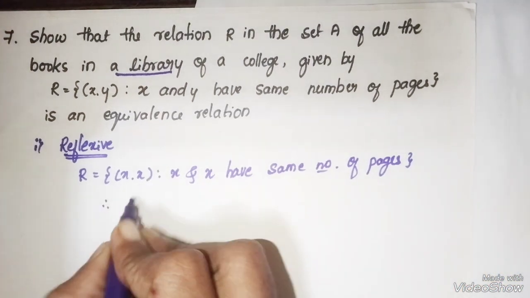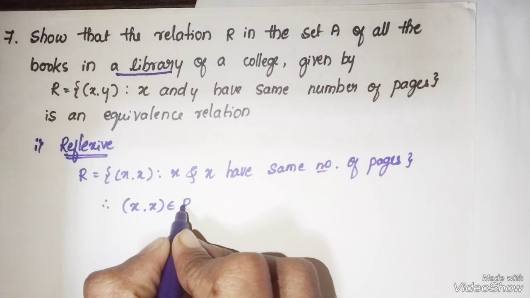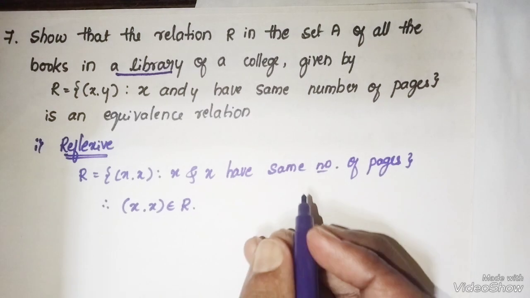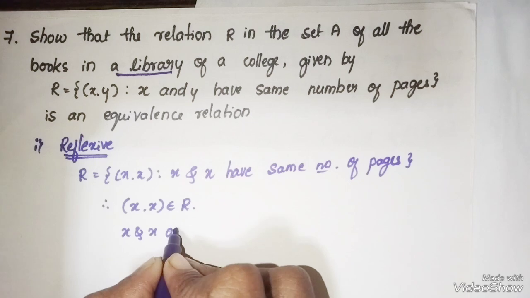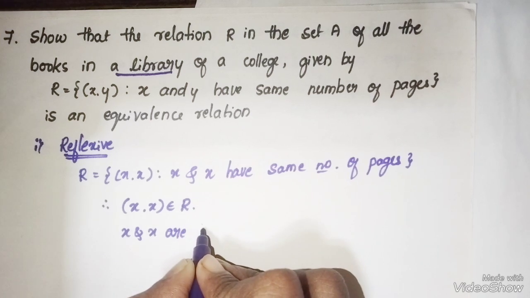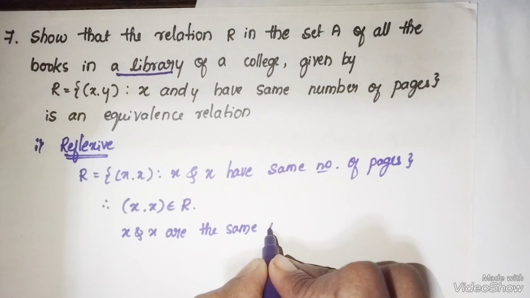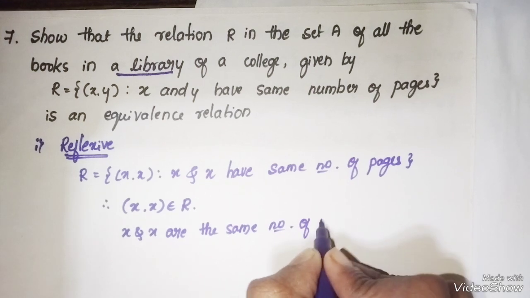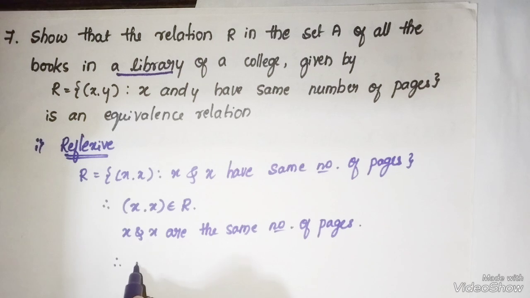Therefore, (x, x) satisfies the relation R. x and x have the same number of pages. It is reflexive.